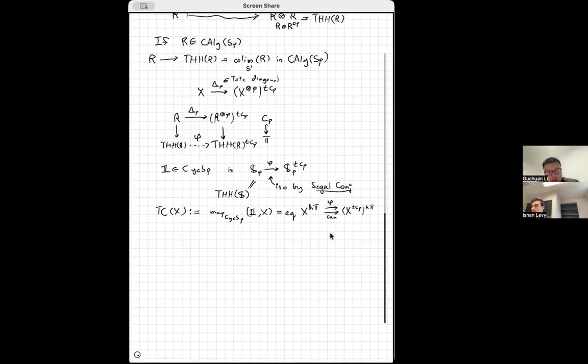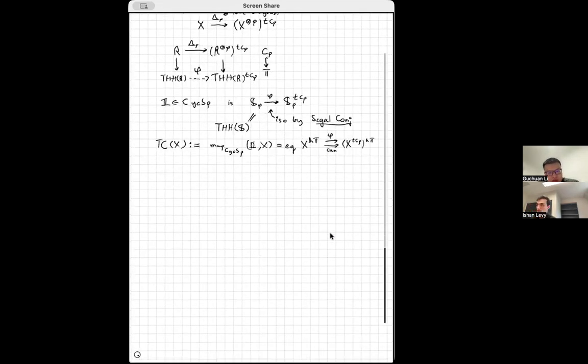Okay, so that's TC. And let's recall what we're interested in. Oh, sorry, maybe I should say TC of some ring is just TC of THH of that ring. So if I input a ring instead of a cyclotomic spectrum, then I just mean TC of the THH of that ring.